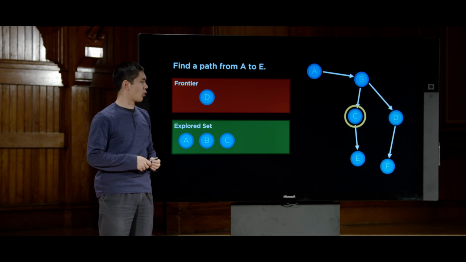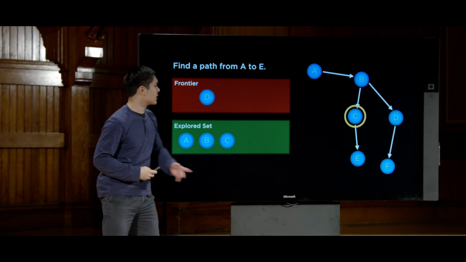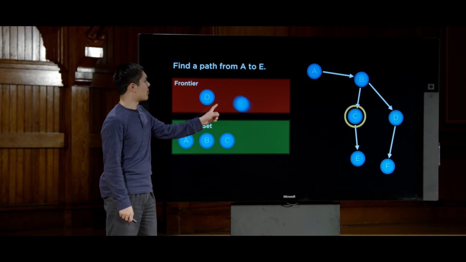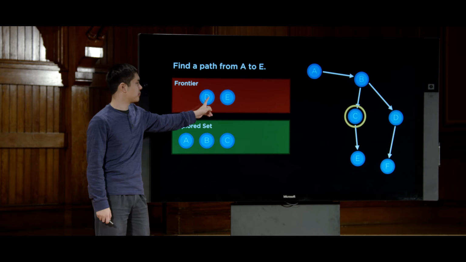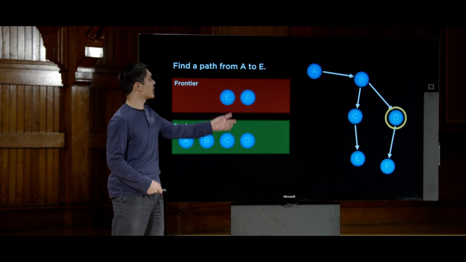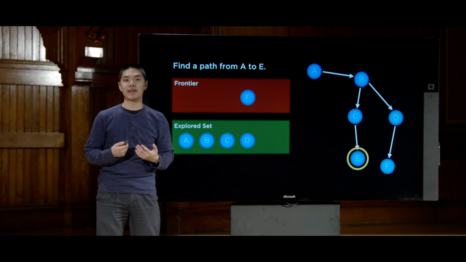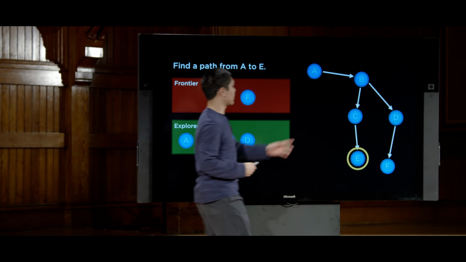So C gets explored. And from C, where can we get to? Well, we can get to E. So E gets added to the frontier, but because D was explored before E, we'll look at D next. So we'll explore D and say, where can we get to from D? We can get to F. And only then will we say, all right, now we can get to E. And so what breadth first search, or BFS, did is we started here.